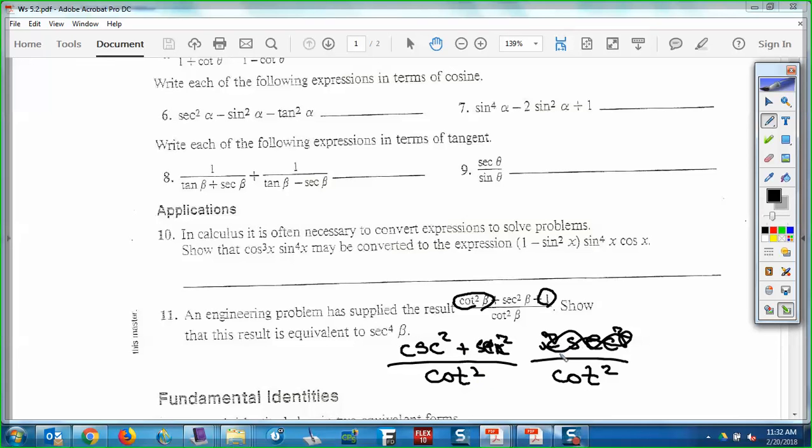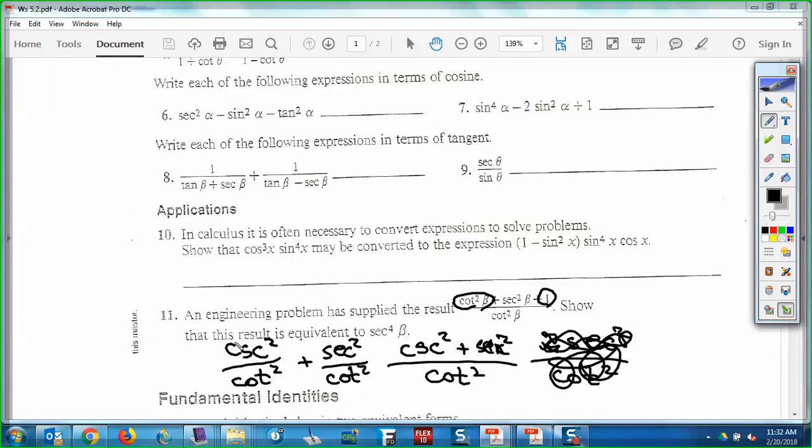Yeah, I'm seeing if there's a simple way. I know where we're going to go next, but I'm seeing if there's a simple way. Okay, doesn't look like it. So now we're going to split this apart. So now we're going to get cosecant squared over cotangent squared, and at least I'm not seeing it right now. And then this is secant squared over cotangent squared.